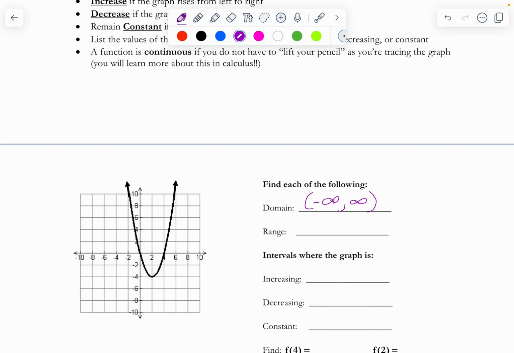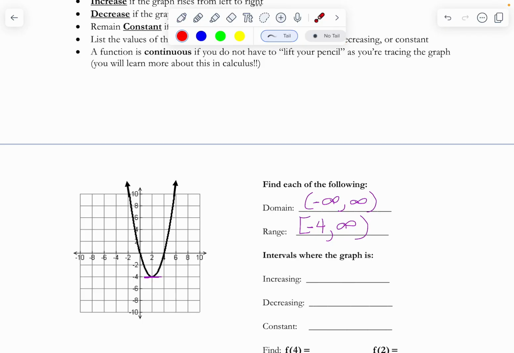Now my range, I always go from the lowest point to the highest point. My lowest point is negative 4. So I have a bracket, negative 4. And then it's going up towards infinity. Those are my y values, and then parentheses.